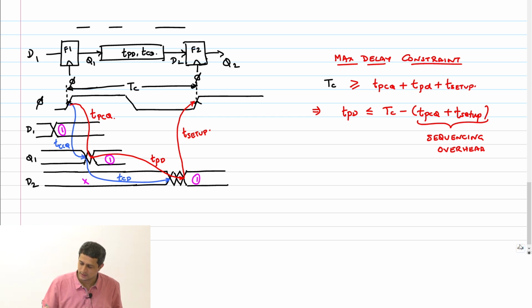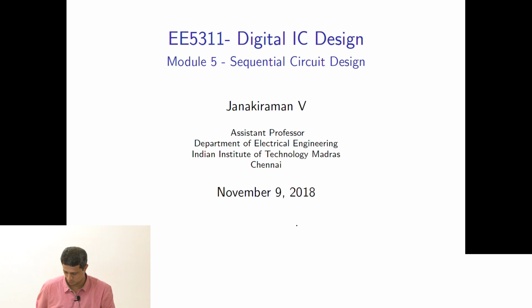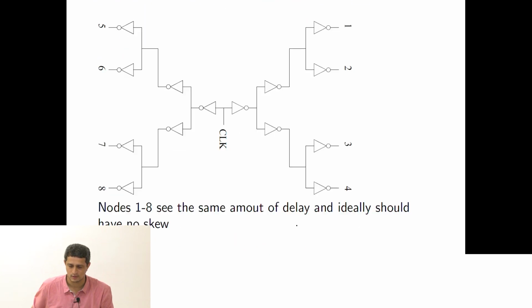So now, maybe I should just discuss that right away. These two clocks to F1 and F2 are coming from different points on the clock distribution network. So how does clock distribution happen? Let me show you that very briefly here.